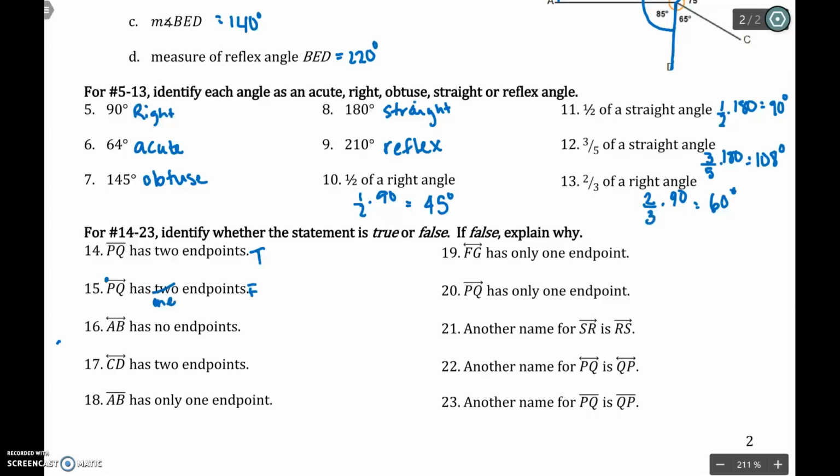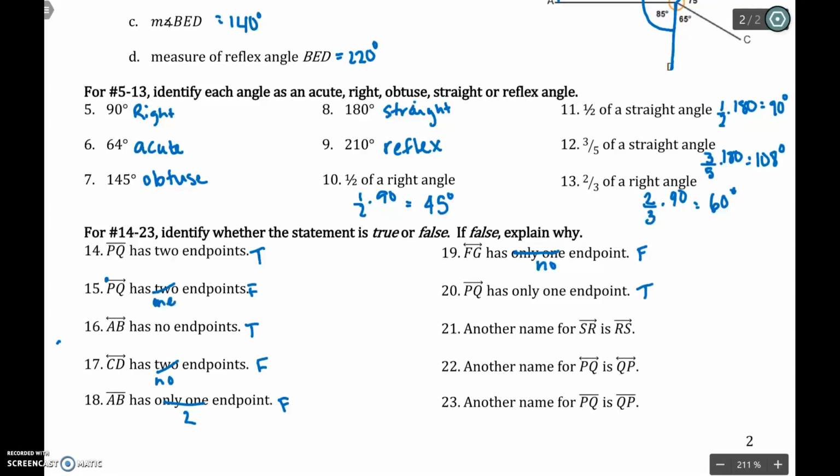A, B with 2 arrows, that means it's a line. It has no endpoints, true. This line has 2 endpoints, that's not true. Lines don't have endpoints, so this actually has no endpoints. If you look at the hat, we have no arrows, that makes it a segment, so that should have 2 endpoints, so this is false. FG with arrows makes it a line, so this saying it has only 1 endpoint is false. It should have no endpoints. PQ with 1 arrow, that makes it a ray. It has only 1 endpoint, that is true.